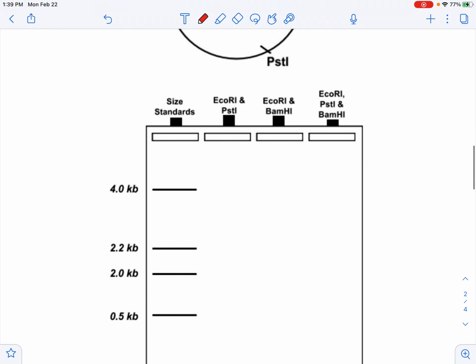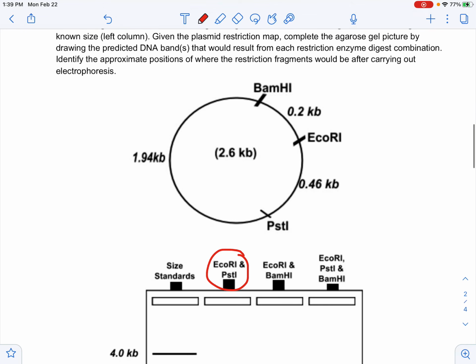For the first one, let's take a look at EcoR1 and PstI. If we add those two, what would be the size of the fragments? If we cut with EcoR1 and PstI, we would end up with a 0.46.